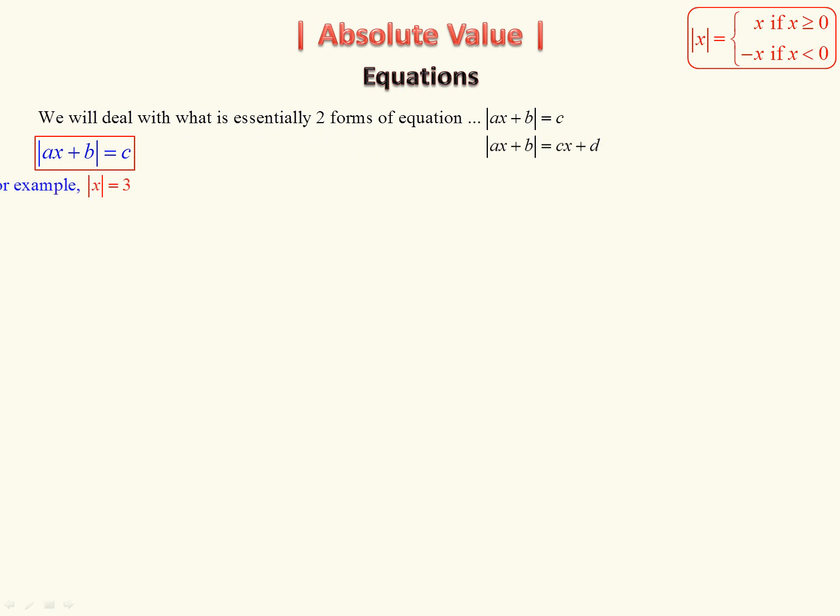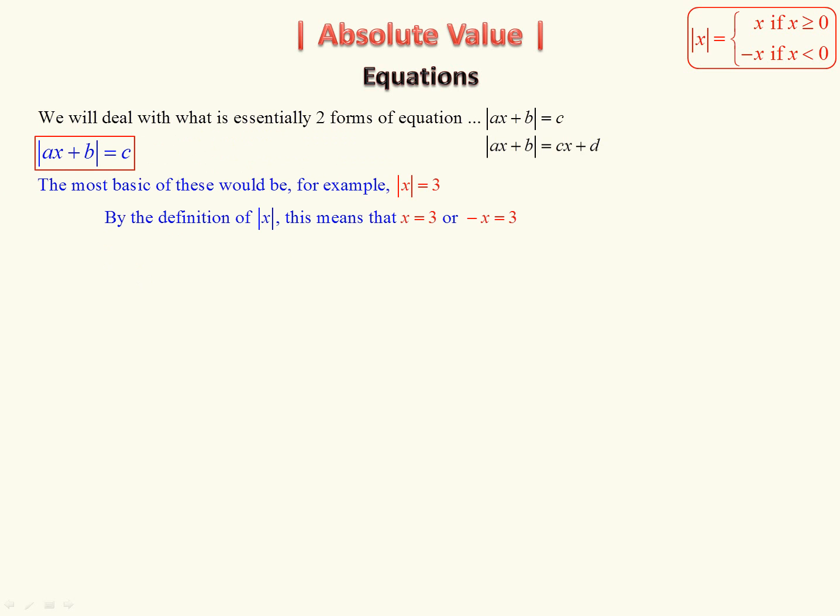Of the first form, this is probably one of the most basic examples, absolute value of x equals 3. If we look at the definition, it means that x equals 3 or minus x equals 3. We're going to turn that around and say, therefore x equals negative 3, so we'll have a plus or minus 3. So, let's look at a first example.